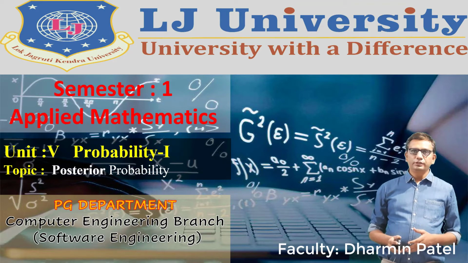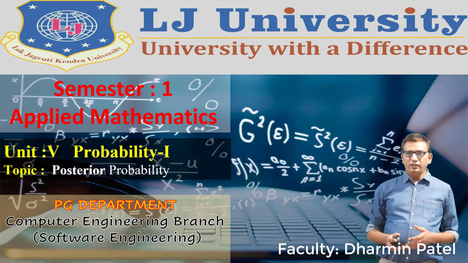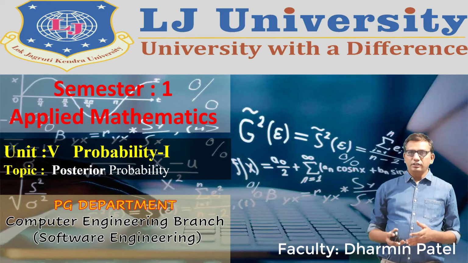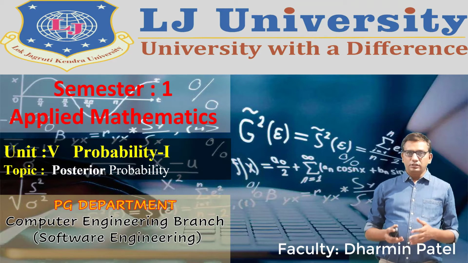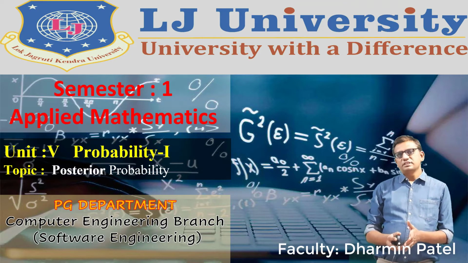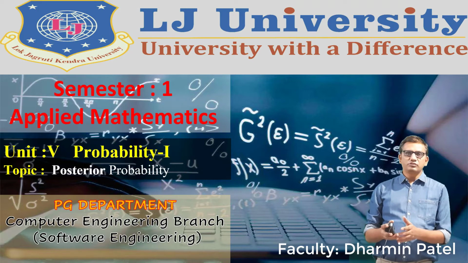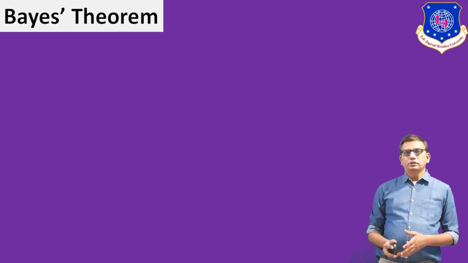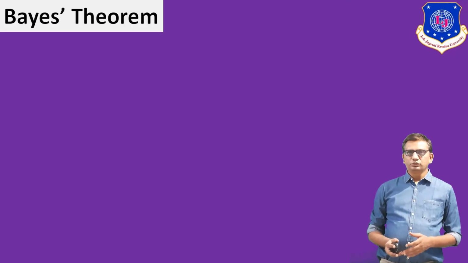Here posterior probability is nothing but when the occurred event has partitions and our favorable event is coming from one of those partitions, that is called the posterior probability. It is also known as the concept of Bayes theorem. So we will understand it with one simple example.